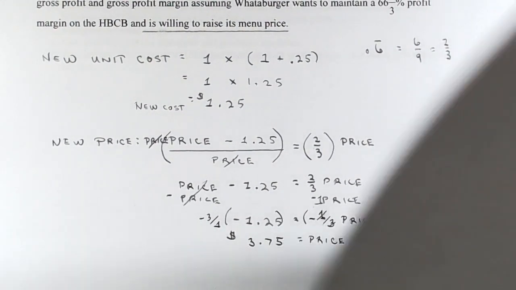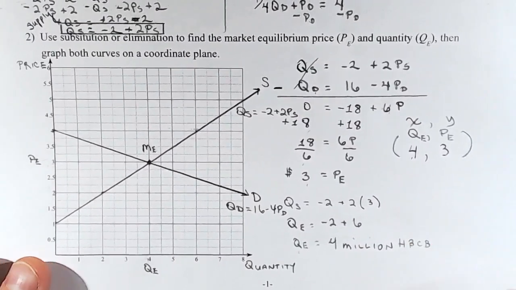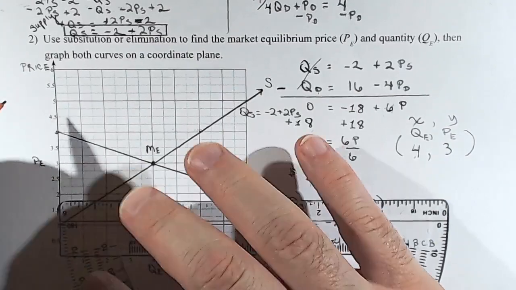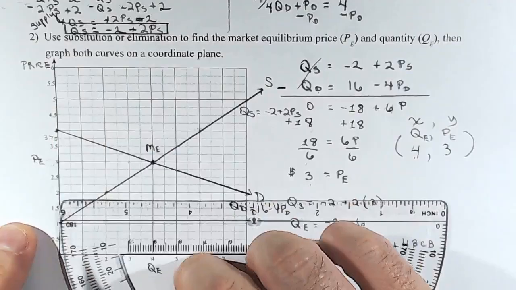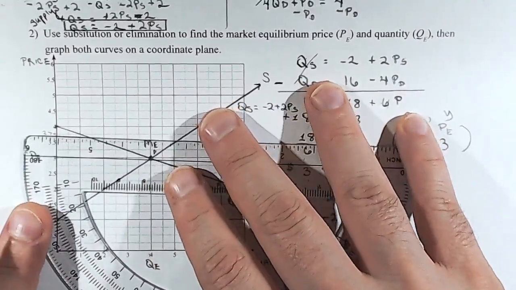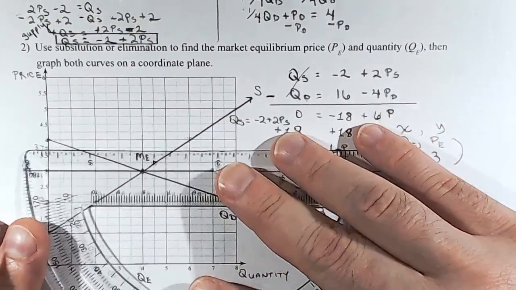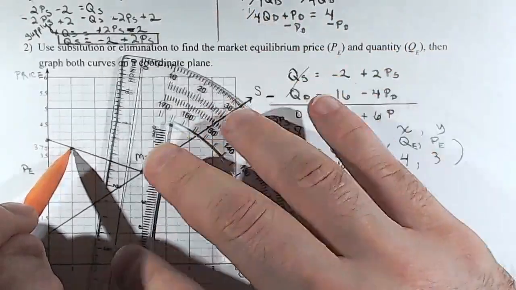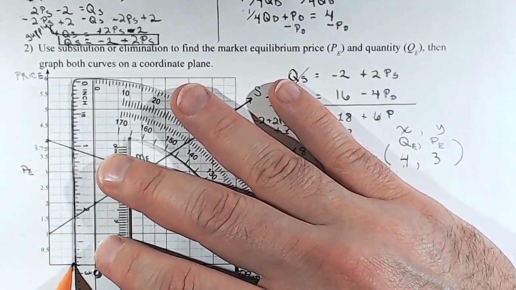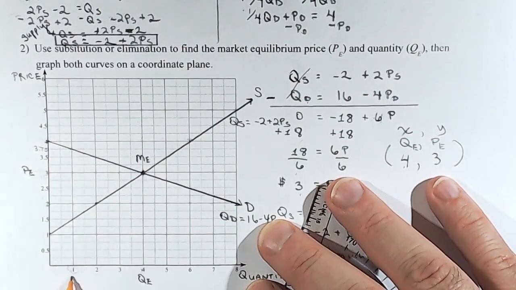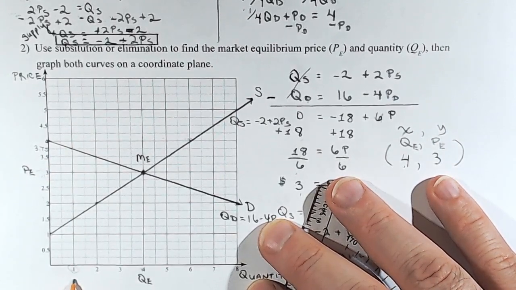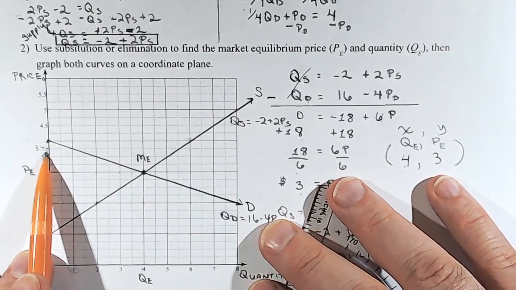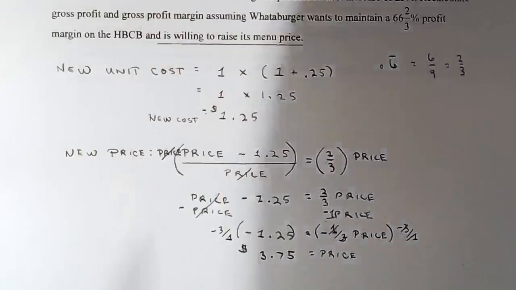So now we have to go back to our graph and figure out, and we'll compute it as well, but we'll just do it graphically. What it's saying is I'm going to raise my price from price equilibrium up to $3.75. That's right here. Now watch how I do this with my pencil. You need a straight edge. Follow that $3.75 line until you hit the demand curve. See, I hit the demand curve right there. Now, follow that down until you hit the quantity. So at $3.75, I'm only going to be supplying 1 million units of the honey butter chicken biscuits, because the quantity demanded at a price of $3.75 is 1 million honey butter chicken biscuits.